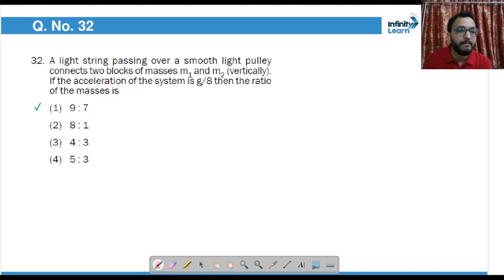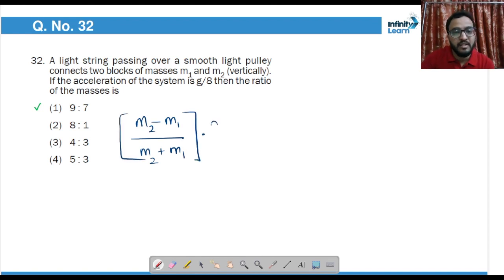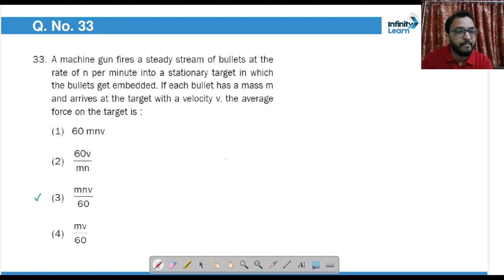Is it okay? 32. Now this is a simple formula: m2 minus m1 upon m2 plus m1 into g is equal to a. Every value is given, you just put and get the right answer. Okay. 33. This is a very important formula.